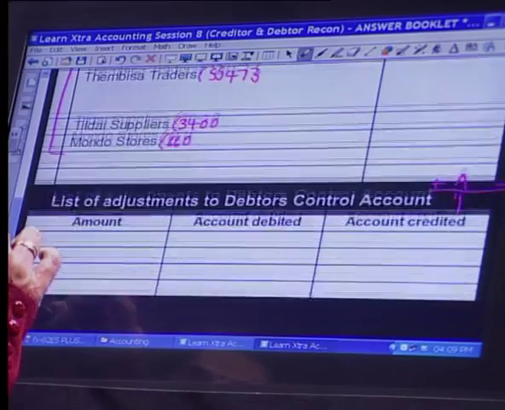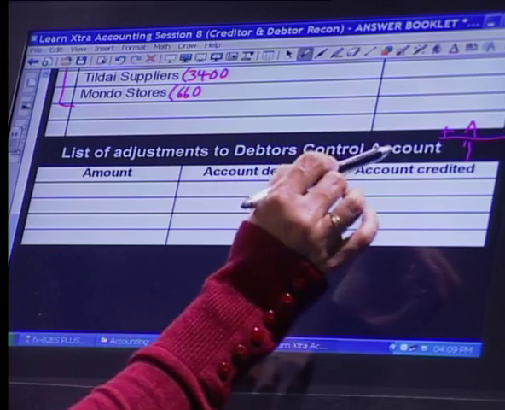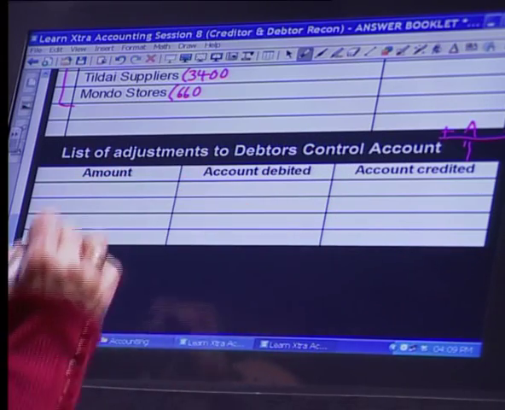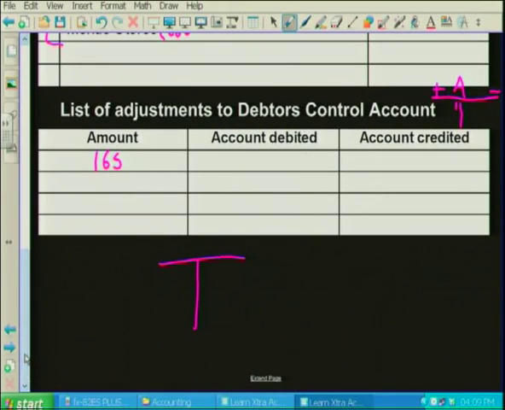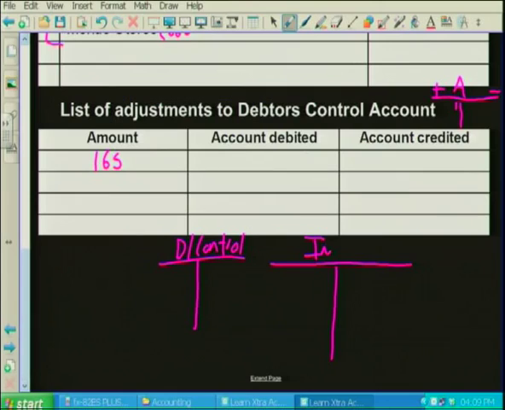Now remember, this obviously increases Sunnyside Traders. What does the additional interest do to the control account? Correct, it's going to increase the debtors control account as well. So let's now go to our list of adjustments to the debtors control account. We've got to show our amount and then account debit, account credit. The amount we don't have to calculate, so it's 165 Rand. What are the two accounts affected? Debtors control account is our one account, and what is the other account called? Correct, it's our interest income or interest on overdue debtors. Let's call it interest income.